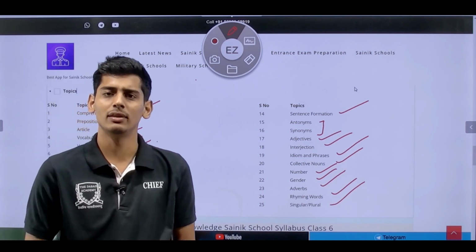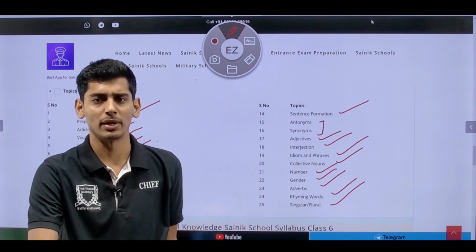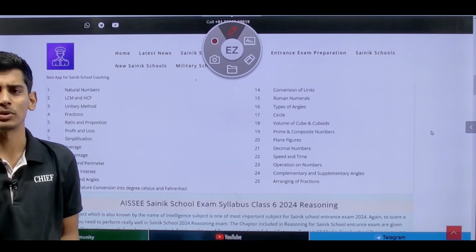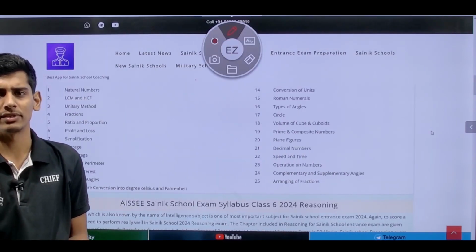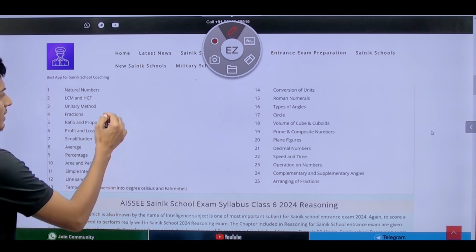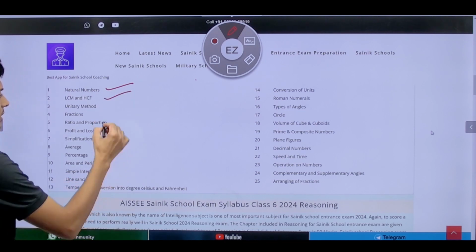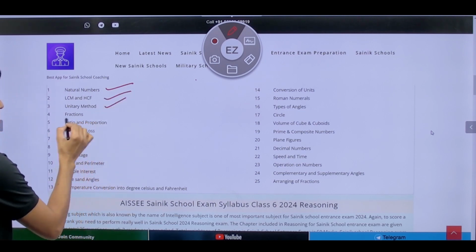Now we will move ahead with understanding what type of questions are asked, what are the chapters in mathematics. Now in case of mathematics portion we have another set of 25 chapters which are given by the NTA. I'll quickly read them out for you. So the first chapter is natural numbers. Then we have HCF and LCM, least common multiple, highest common factor. Then we have unitary method, fractions.